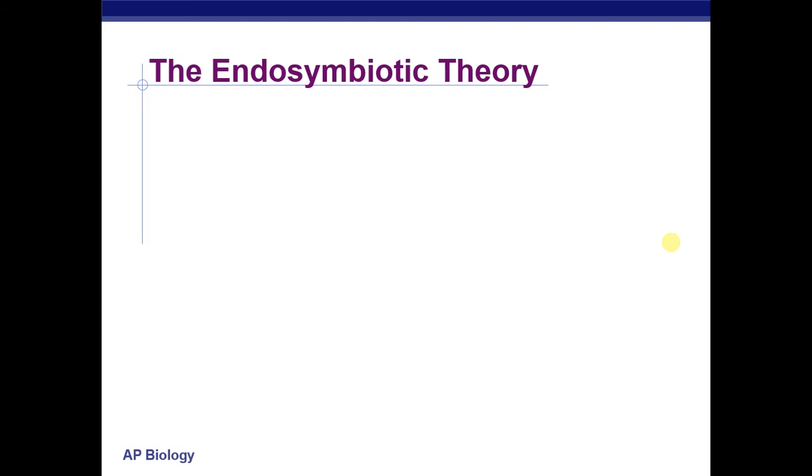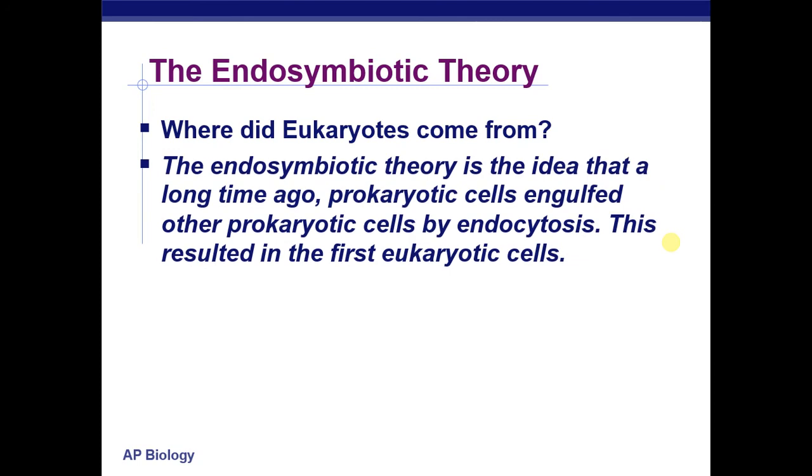So going from there, I said one of the things we want to talk about is how eukaryotes ever came to be, because we said prokaryotes are about 1 billion years older than eukaryotic cells. So the generally accepted theory about the origin of eukaryotes is called the endosymbiotic theory. And this theory roughly says that a long time ago, prokaryotic cells engulfed other prokaryotic cells by endocytosis.